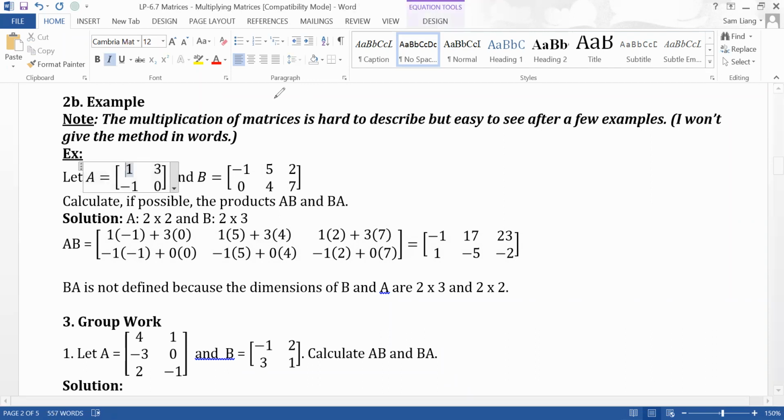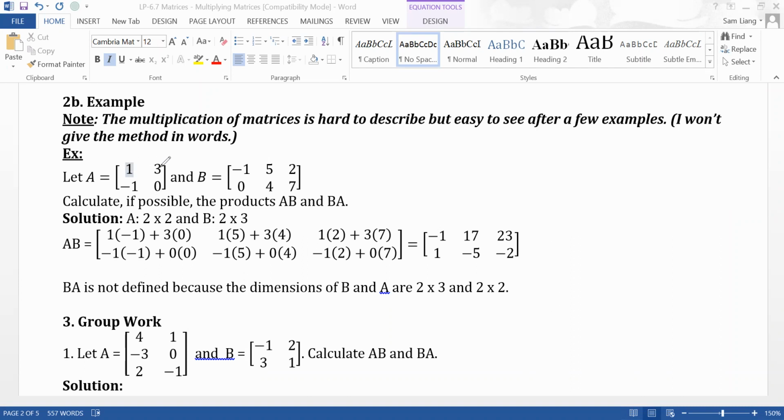Again, this first row right here, let me highlight it. This first row, 1, 3, multiplied by this column right here, negative 1, 0. So that's 1 times negative 1 plus 3 times 0. Next, I won't crunch the numbers for now. We'll do that next, but I'll just give you the entire algorithm.